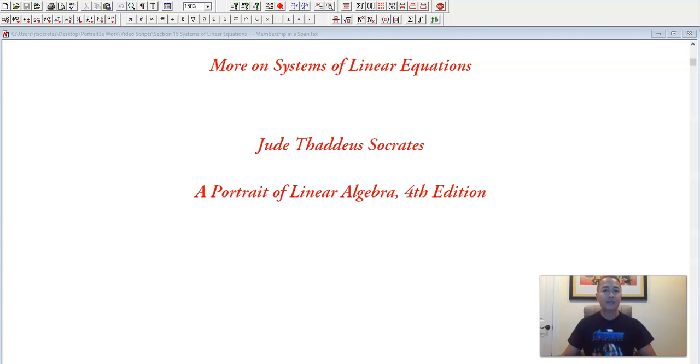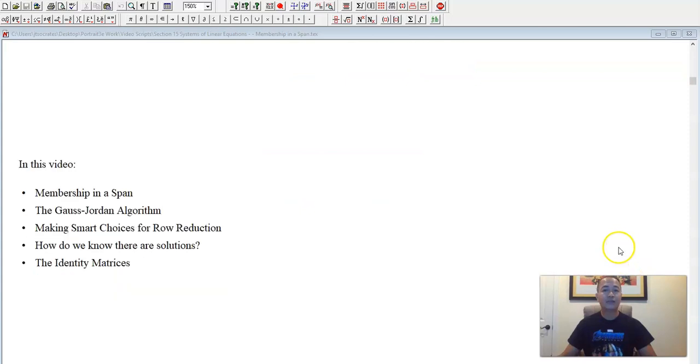We have a lot to do today, so let's see what is on our agenda. We are going to use systems of linear equations to ask if a vector is a member of a span of a set of vectors. We will construct a system of linear equations from this problem, and we're going to find the REF of this system in two different ways. The first way will be the classical way, which is called the Gauss Jordan Algorithm, and the second way is something a little bit more clever.